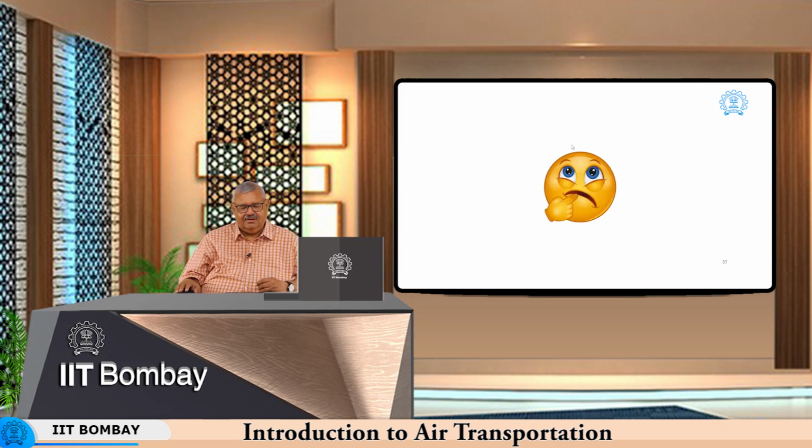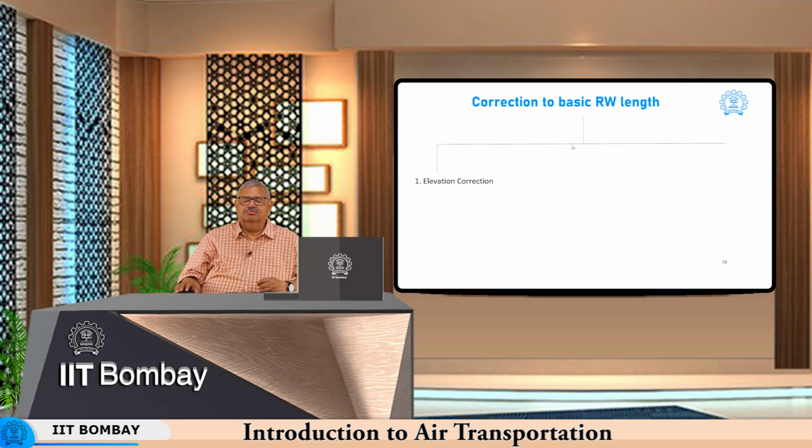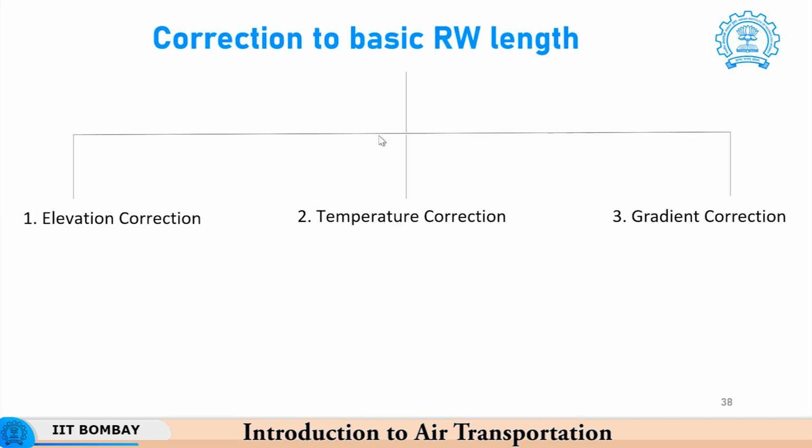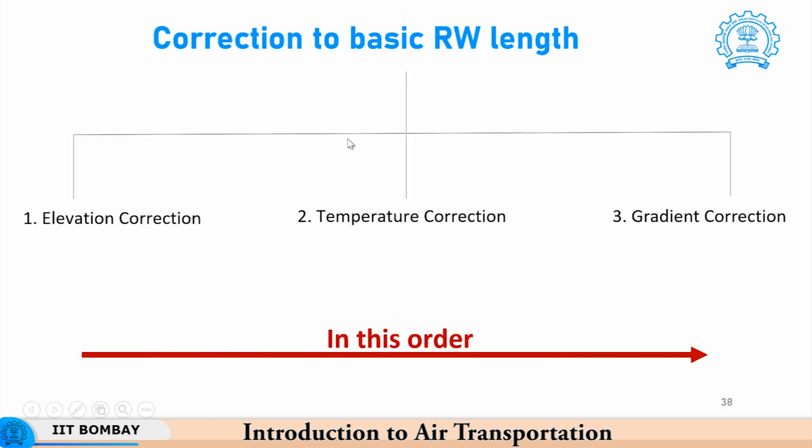Right. Now, unfortunately, all runways are not at mean sea level, they are not on perfectly level ground, and they also do not have the same standard temperature and pressure, which can change over the years. So, how can we determine the correct values to be specified? Let us look at the corrections. You do the elevation correction, then the temperature correction, then the gradient correction, and you go in this order: first elevation, then temperature and then gradient.